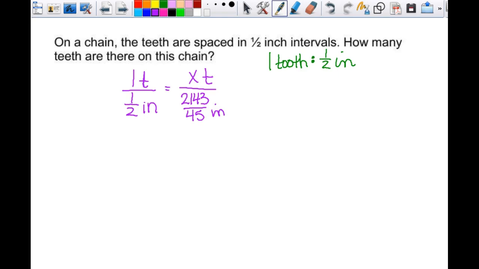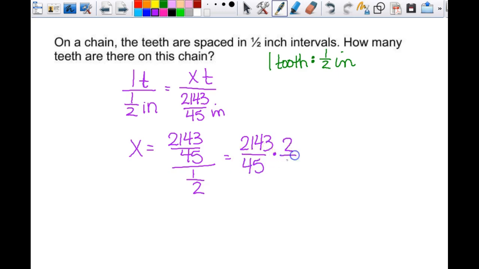So now I cross multiply, right? I'm solving for x. So x is equal to, I multiply these two together, which is just 2143 over 45. And then I'm going to divide that by 1/2. So now I have a fraction and a fraction. Should I just freak out and quit? No. The answer is no. You're dividing fractions, so what do you do? Multiply by the reciprocal. Good. So this becomes 2143 over 45 times 2 over 1. Do I multiply the numerator and the denominator both by 2? No. All right.